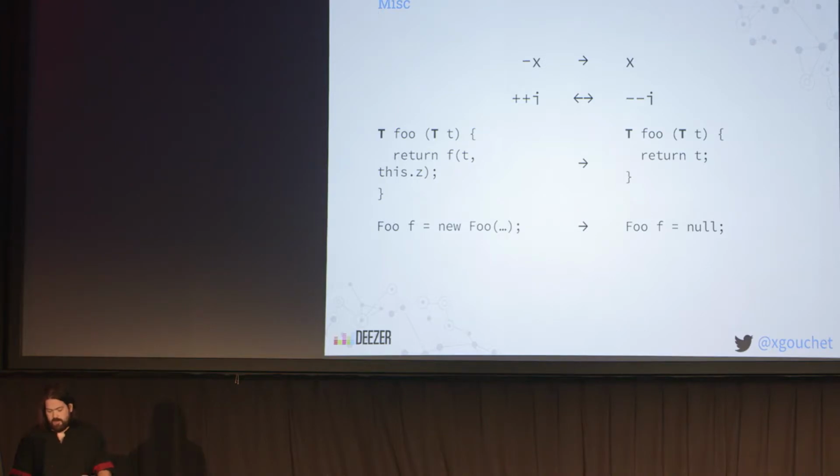So when, for instance, you have minus x somewhere in the code, it becomes just plus x. Increment becomes decrement. If you have a method that takes an argument of a type T and the return type is the same, it actually returns the argument unmodified. And new instances can be changed to null.